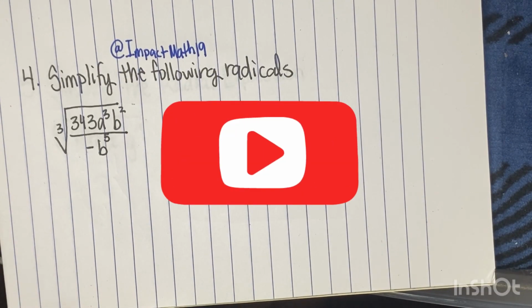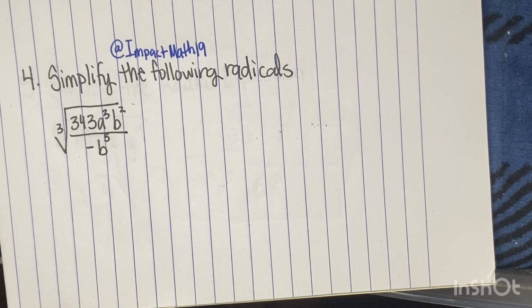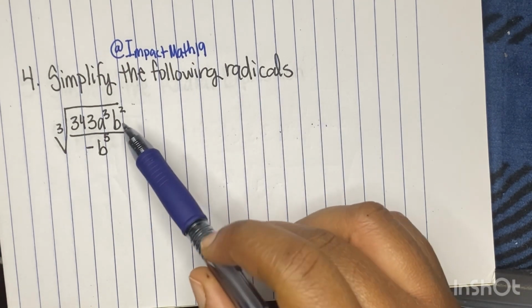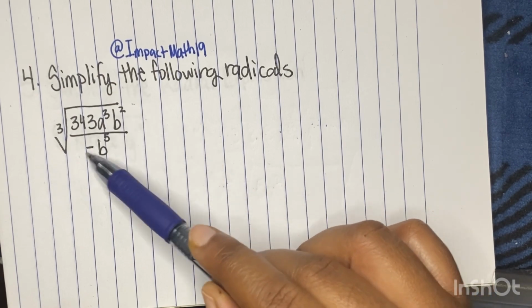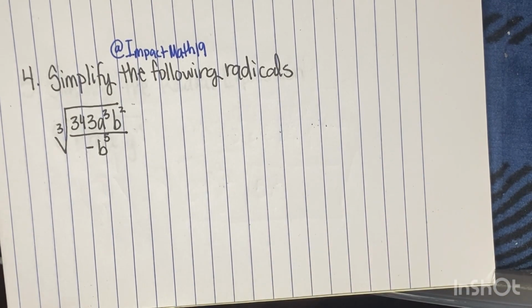Number 4 says simplify the following radical. So we have a cube root, and we have 343, a to the 3rd, b to the 2nd, over negative b to the 5th.